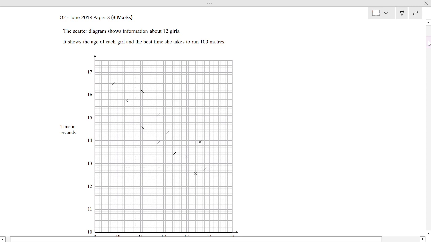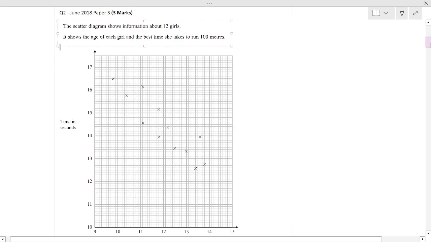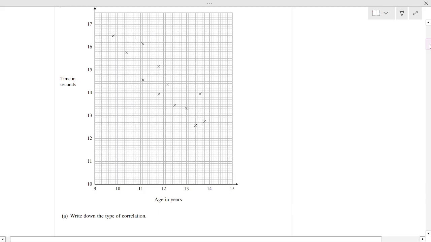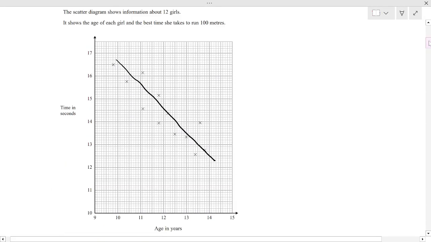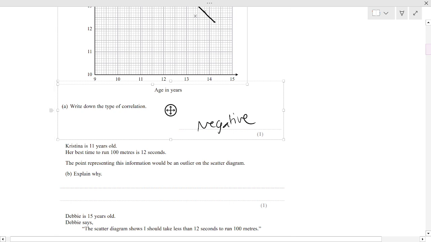We are given a scatter graph with information about 12 girls. It shows the age of each girl and the best time that they ran 100 meters. First of all, write down the type of correlation. The line of best fit would roughly be there, with a ruler obviously, but I can't do it like that. If the line is going down, so it's a negative gradient, it's going to be a negative correlation, right? Generally, as age increases, the time decreases. So it's a negative correlation. As one variable goes up, the other variable goes down. That's what you need to pay attention to.